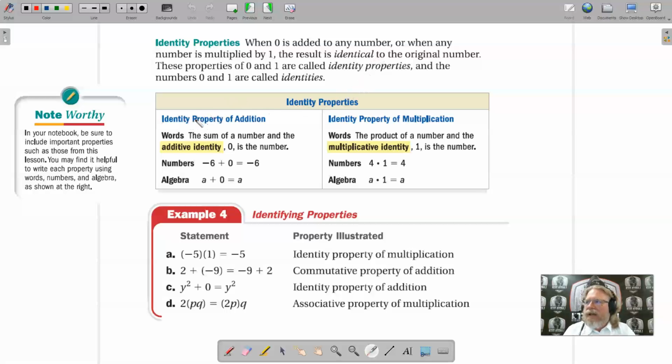So this applies to addition and multiplication. Again, we don't have identity properties of subtraction and division, but we do of addition and multiplication. So in words, we say that the sum of a number and the additive identity, which is 0, is the number. That is to say that negative 6 plus 0 is negative 6. So a plus 0 is a.